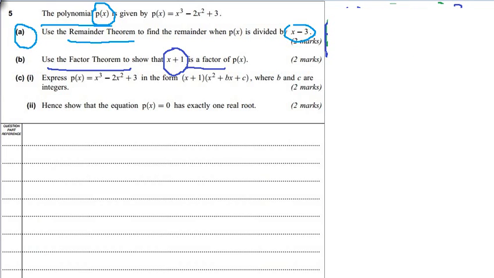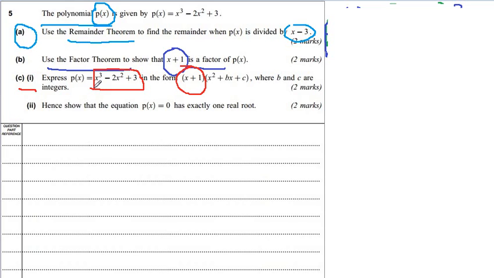So, moving swiftly on to the next one, C(i). Express p of x in the form given. Okay, so this one, you just need to take out this factor, x plus 1, out of the original polynomial. Some people will be able to do it straight away. I could never do it straight away, so I learned how to do it with long division.